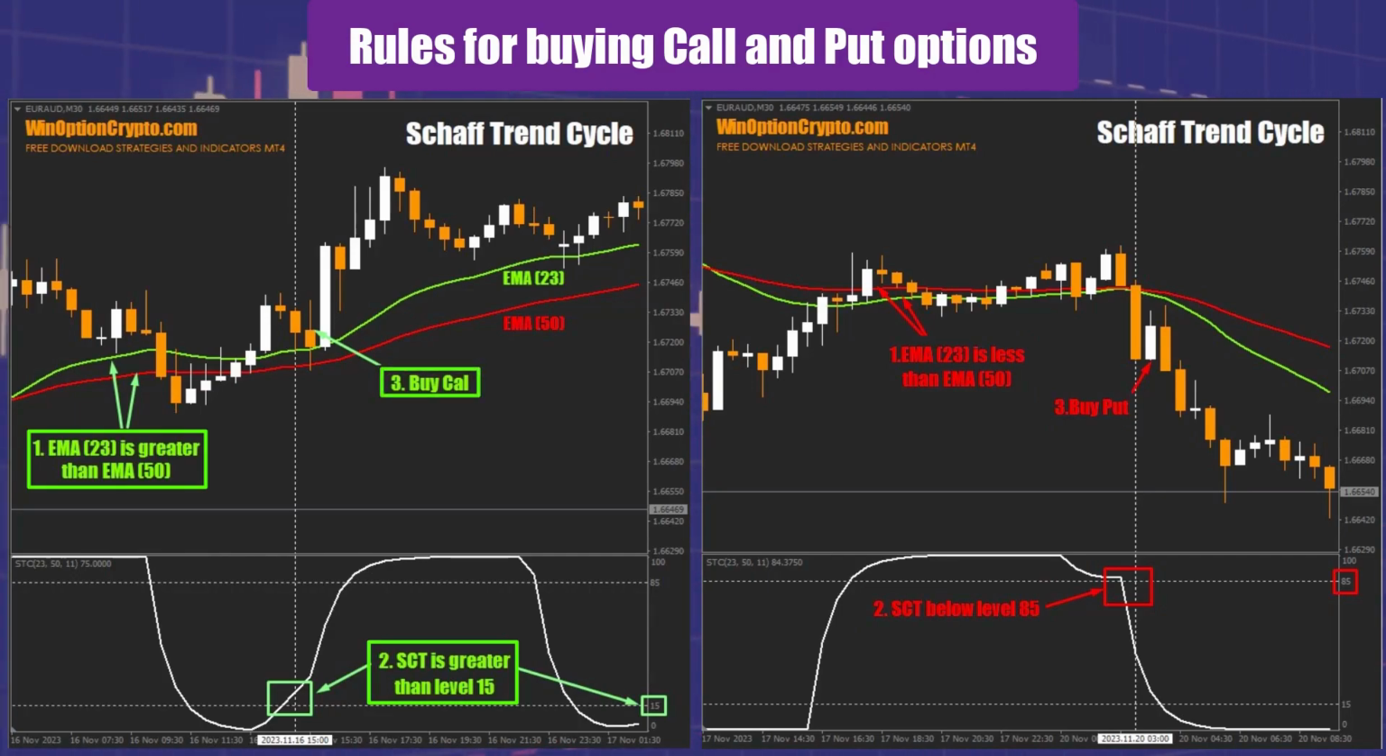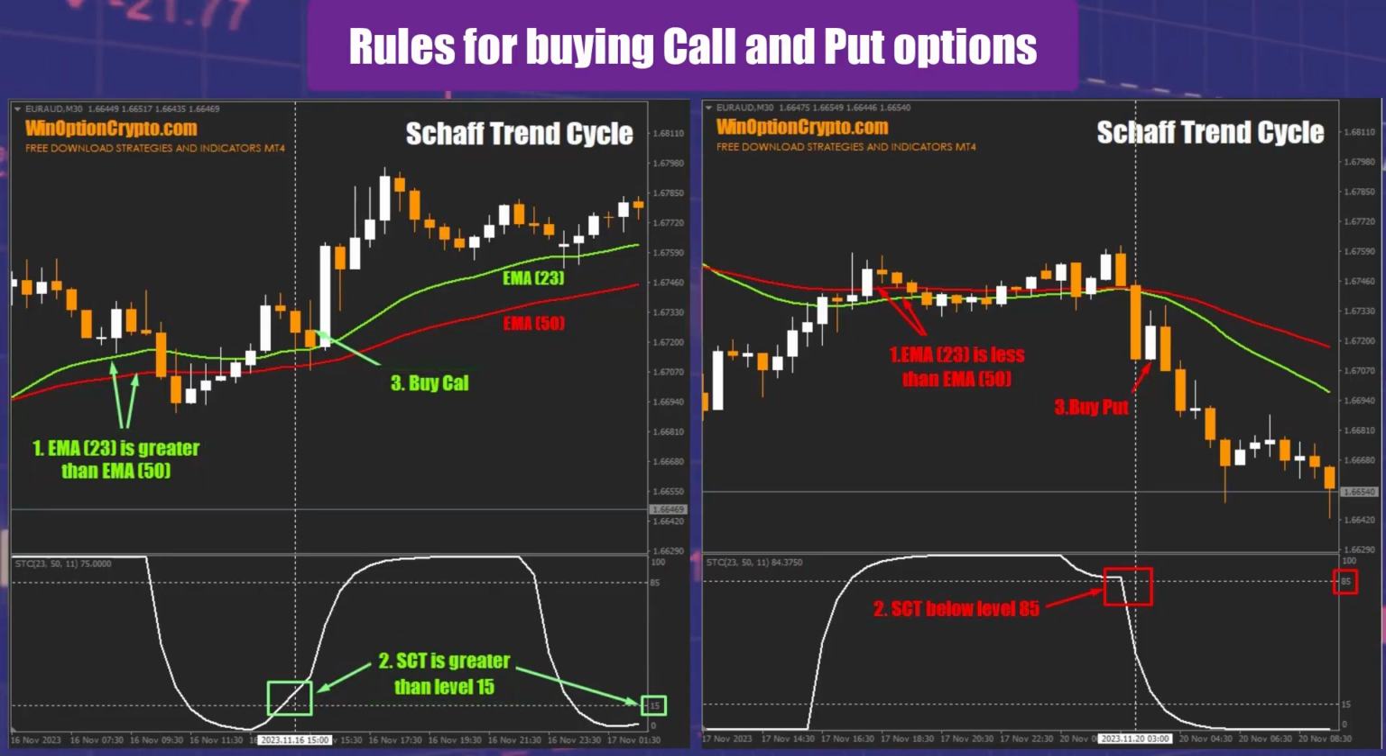To buy put options, you need to: 1. Make sure there is a downtrend. The short EMA is lower than the long one. 2. The oscillator line has crossed level 85 from top to bottom. 3. At the opening of a new candle, we buy a put option.